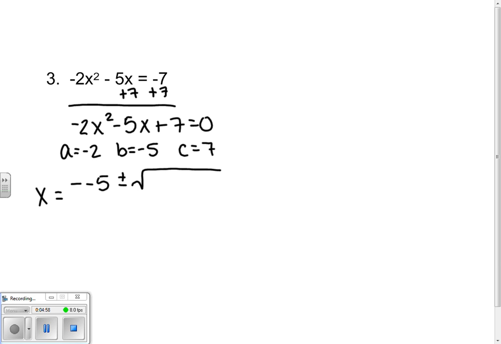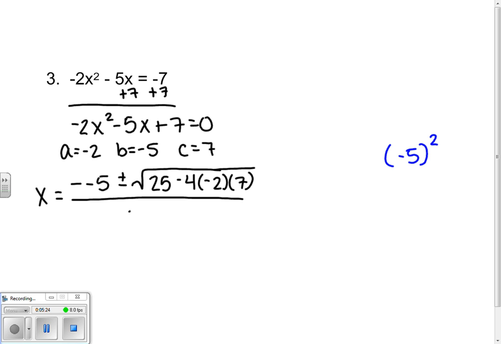Be really careful when you're typing negative 5 squared into the calculator. I'll write it off to the side here so you can see it. You need to make sure you put parentheses around the -5. If you don't have parentheses around the -5, the calculator is going to give you the wrong sign. It should be a positive 25. Minus 4 times -2 times 7. All over 2 times a, which is -2.